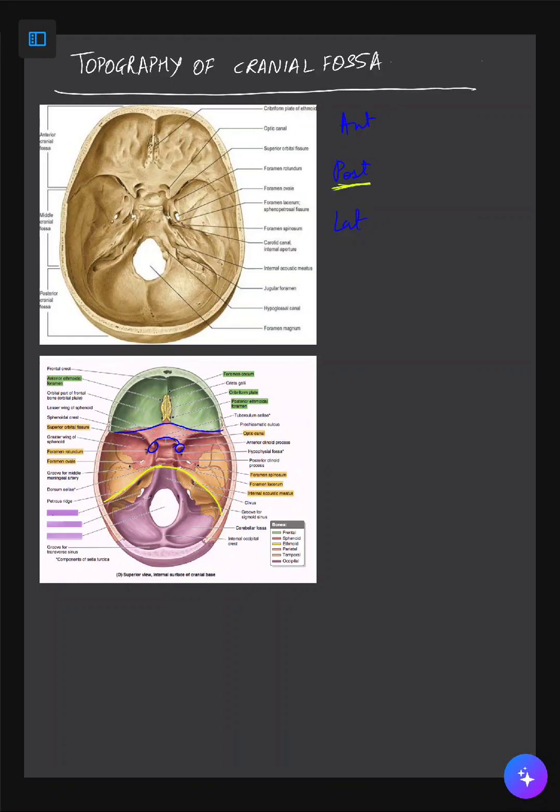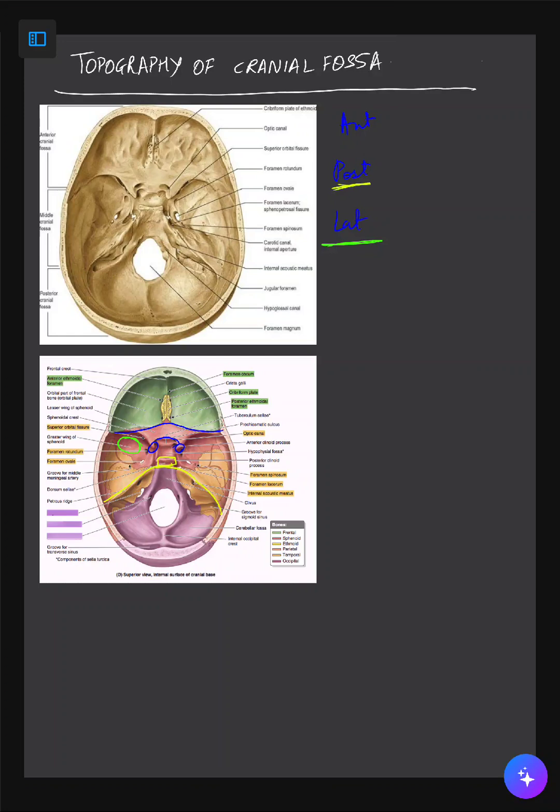Now, what is the dorsum sellae of the sphenoid bone? This is the posterior part. And what is the lateral part? Laterally, there are the greater wings of the sphenoid bone, the anterior inferior angle of the parietal bone, and the squamous part of the temporal bone. It is very simple.